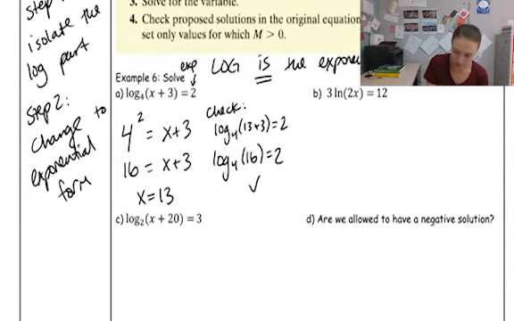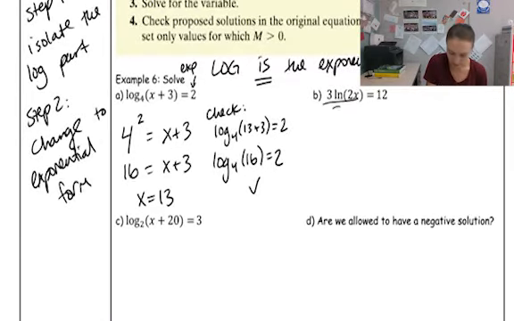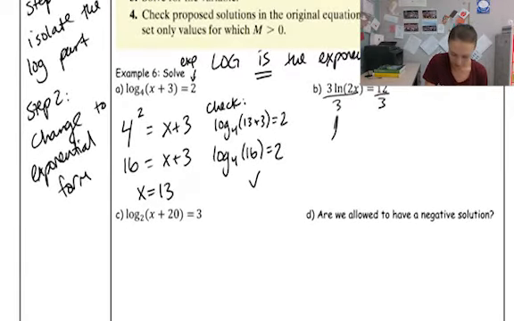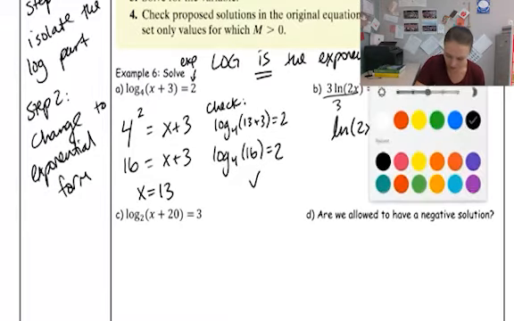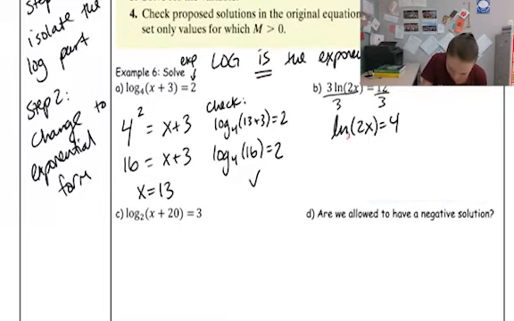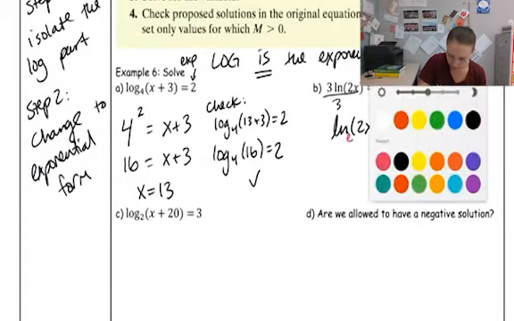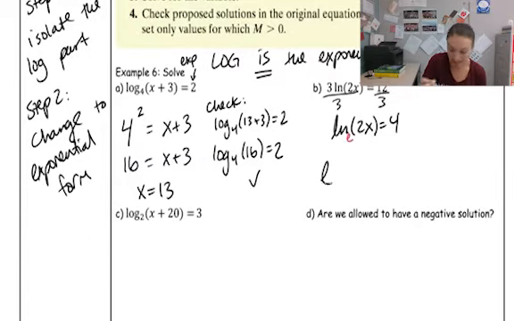All right, so part B, our log part isn't isolated yet, so we want to do that first. Divide by 3. So I have the ln of 2x equals 4. Now I can change to exponential form. Now remember, the ln has a base of e. So it's hidden, but it's there. It has a base of e. So when we change it to exponential form, it would be e to the 4th equals 2x.